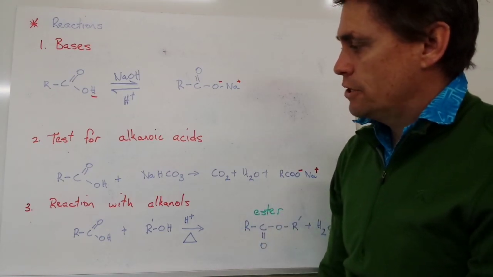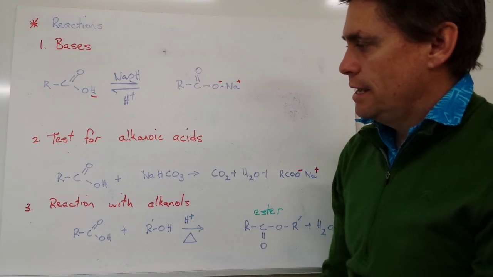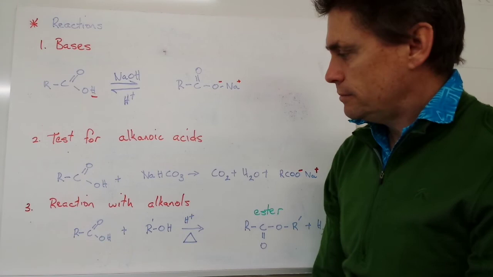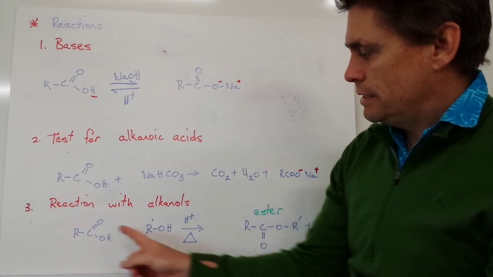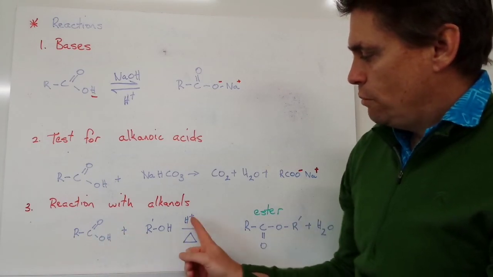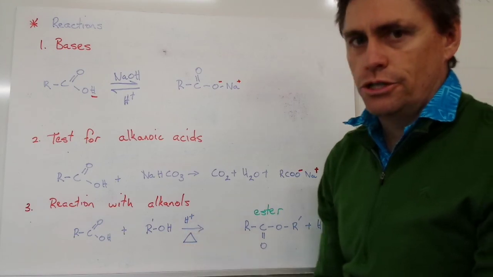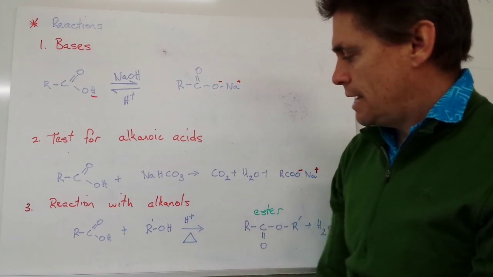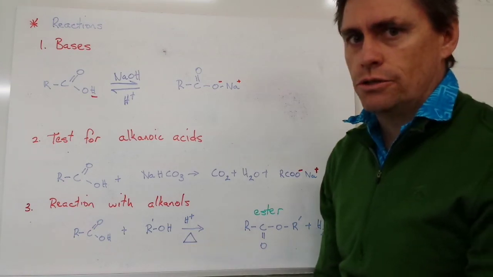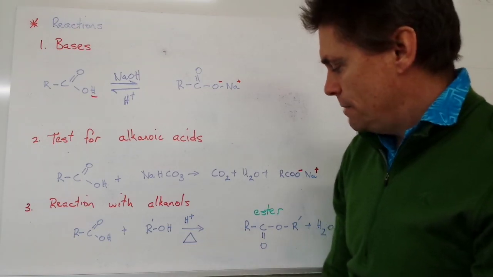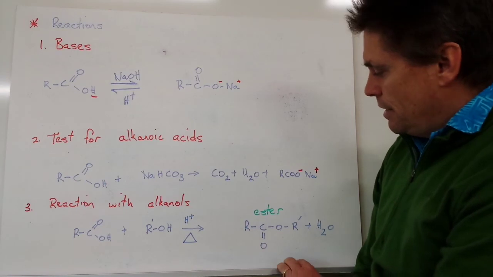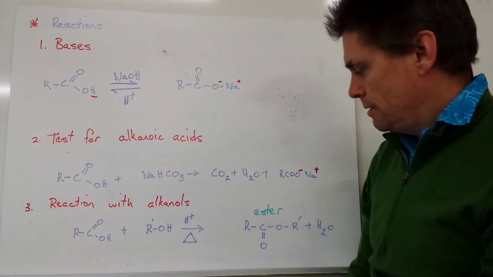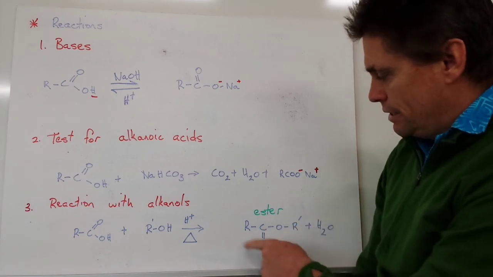And a third reaction for our alkanoic acids is a reaction between the alkanoic acid and an alcohol. So we have an alkanoic acid plus an alcohol. We put this into a solution containing an acid, which acts as a catalyst, and we have to heat that solution quite vigorously, and from there we'll produce a different type of bond, which we call an ester bond, and this molecule is known as an ester.